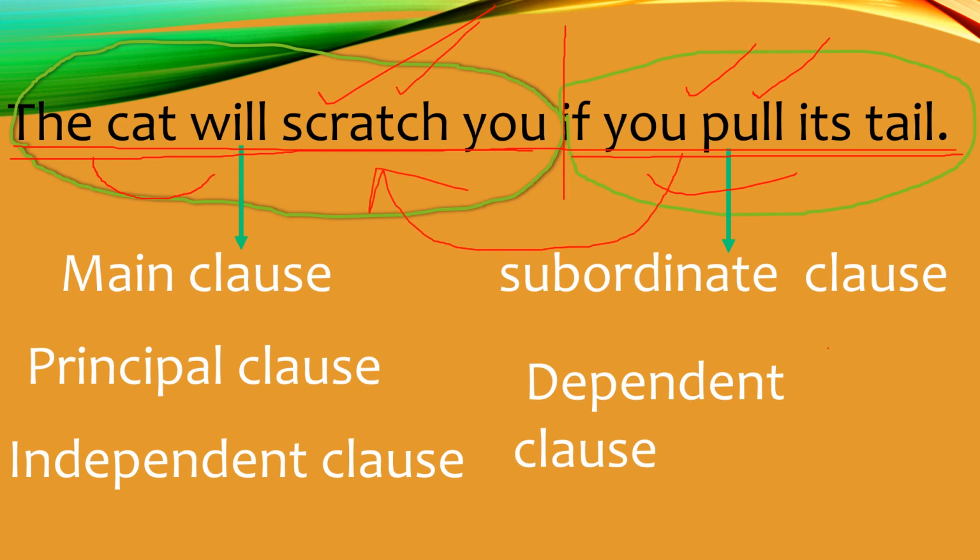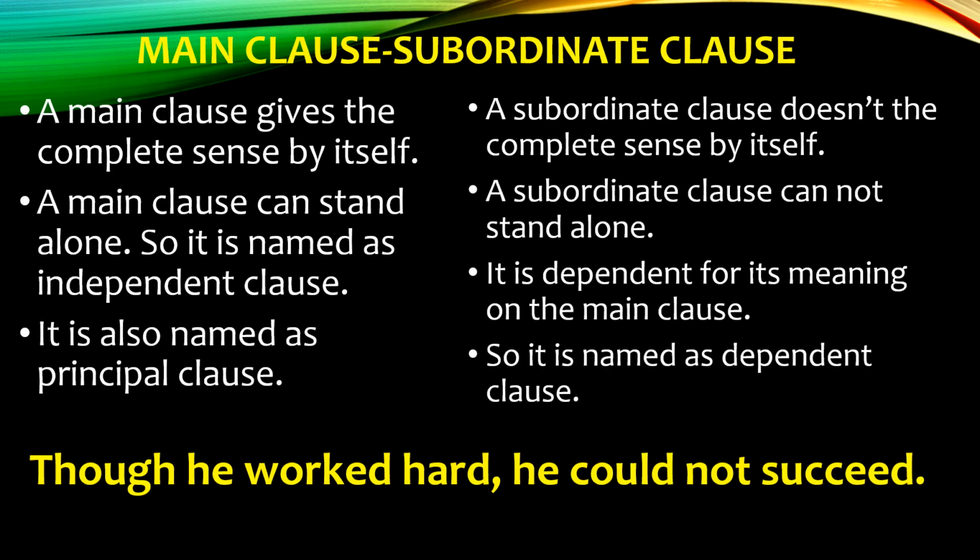Without the main clause, it doesn't get the complete meaning. So definitely the subordinate clause must depend on the main clause. So this is a dependent clause, but a main clause need not depend on the subordinate clause. So this is an independent clause. Understood? What we have known about main clause and subordinate clause is given in the table format. You observe this table and you can understand the difference between main clause and subordinate clause.